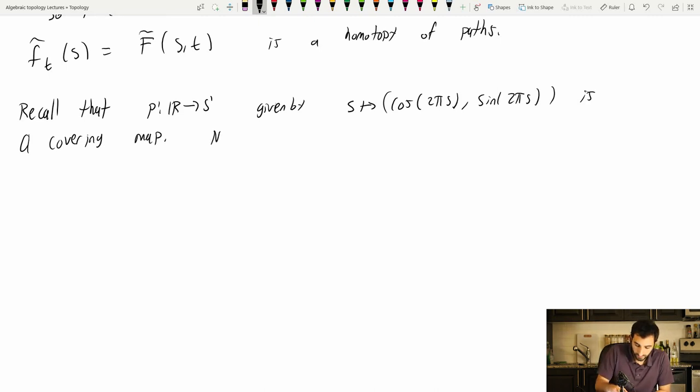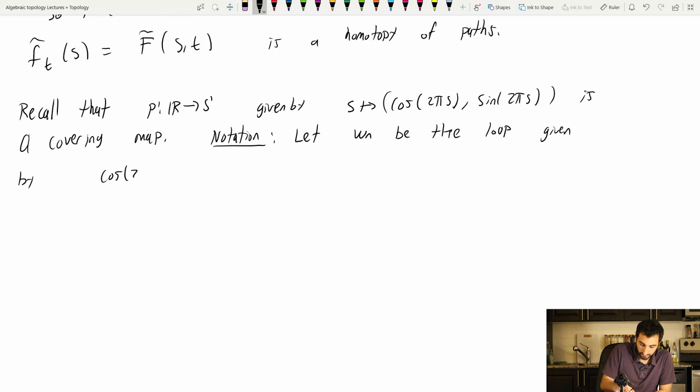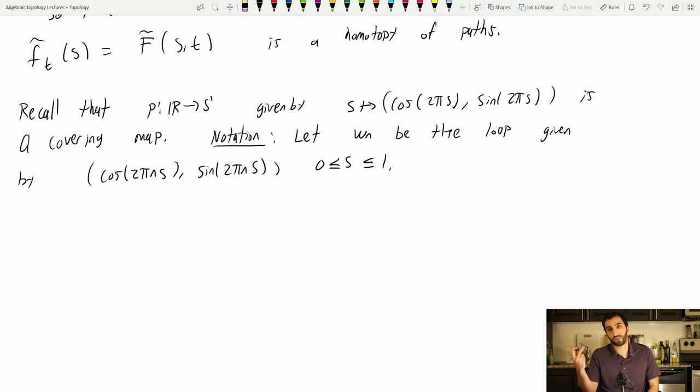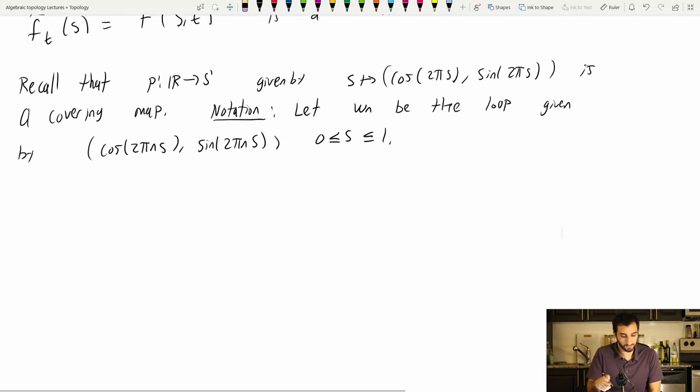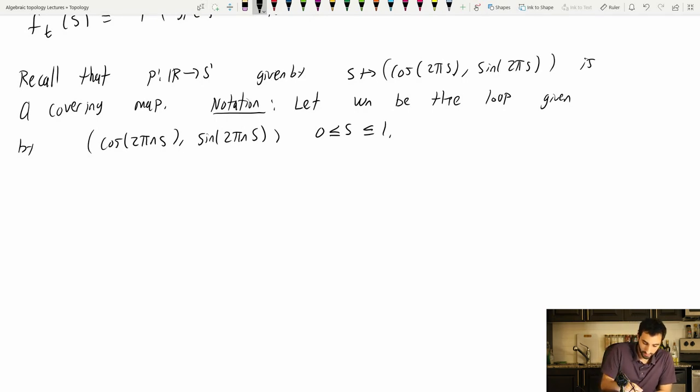Also, just some notation. Let omega n be the loop given by (cosine of 2 pi n s, sine of 2 pi n s) for s between 0 and 1. So this is just the thing that wraps around the circle n times. Okay, here's our theorem. Pi 1 of S1 is isomorphic to Z.